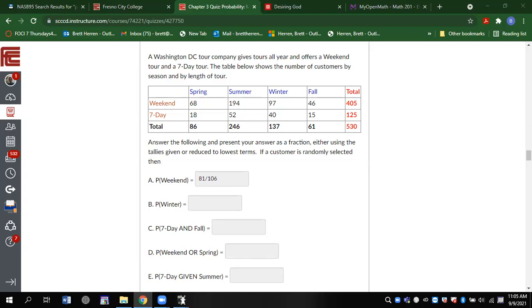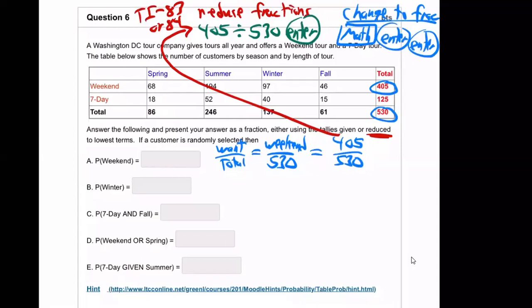Go back to sharing my iPad screen. Just put it in as a sideways fraction. Turns out you really don't need to reduce it, as we saw in the answer key there. All right, next one. It says, what's the probability that there was somebody in winter? So that's going to be winter over total. So what's winter? Get rid of all this kind of stuff. The winter is 137 over the total, which is still 530.